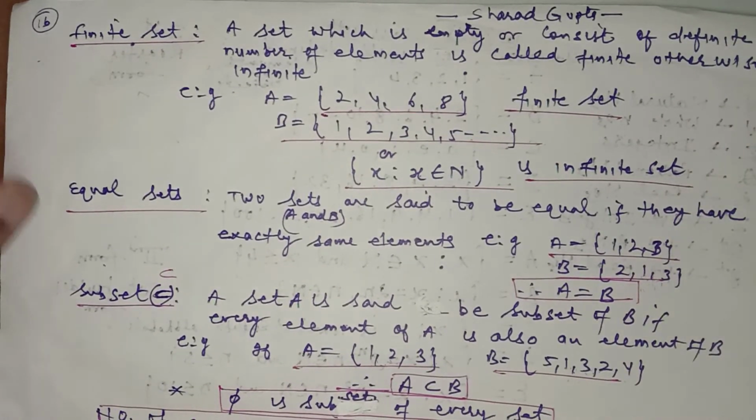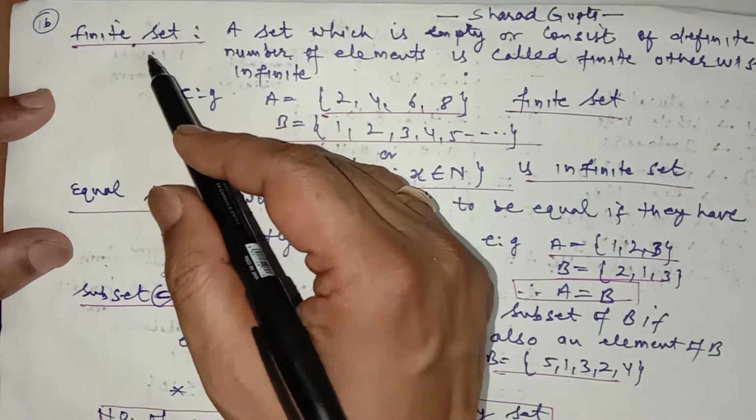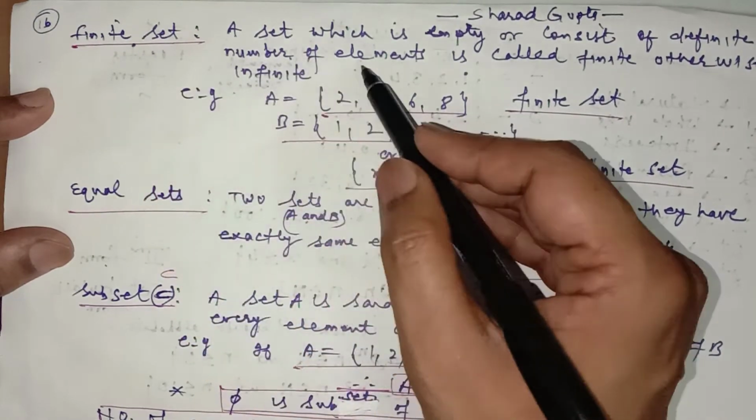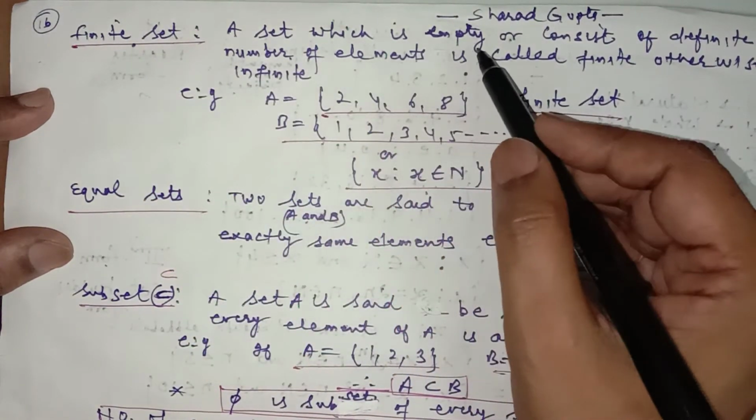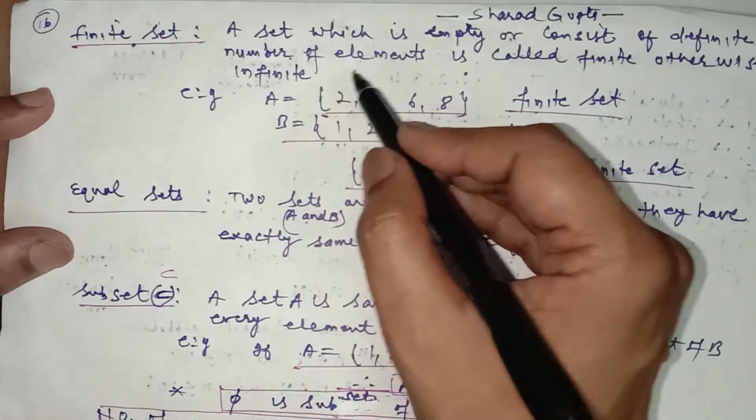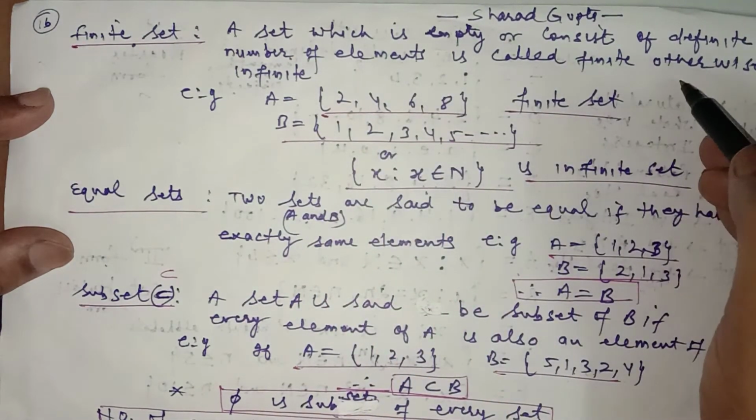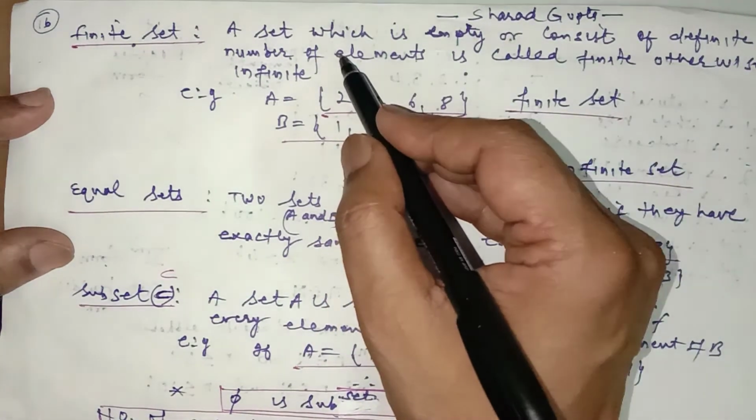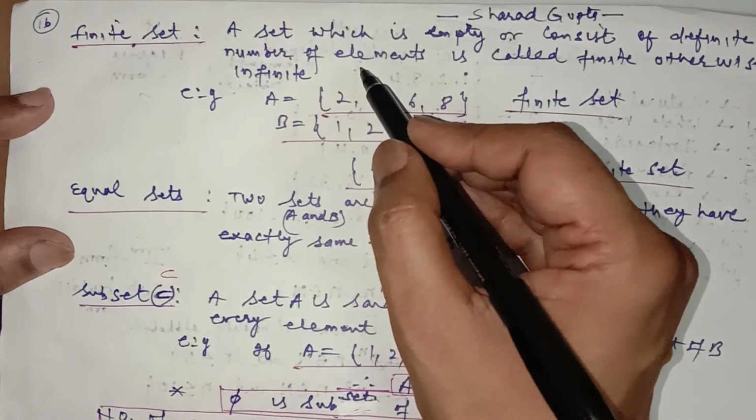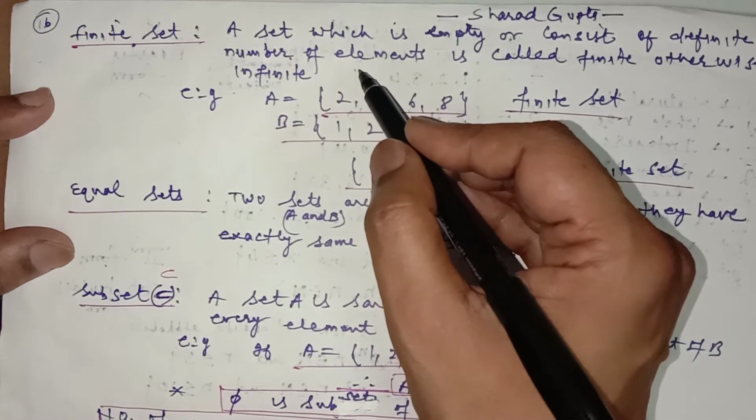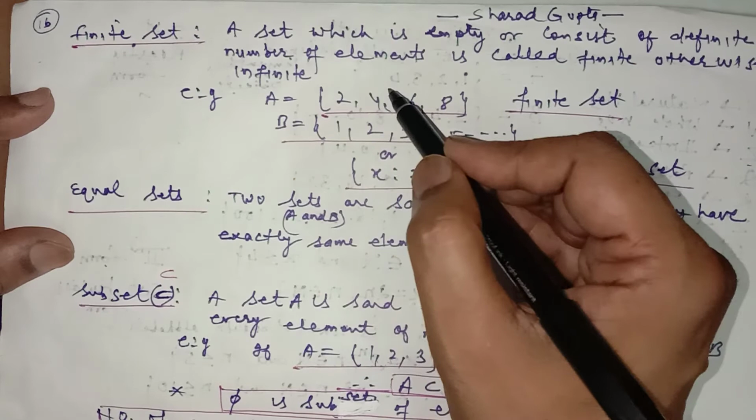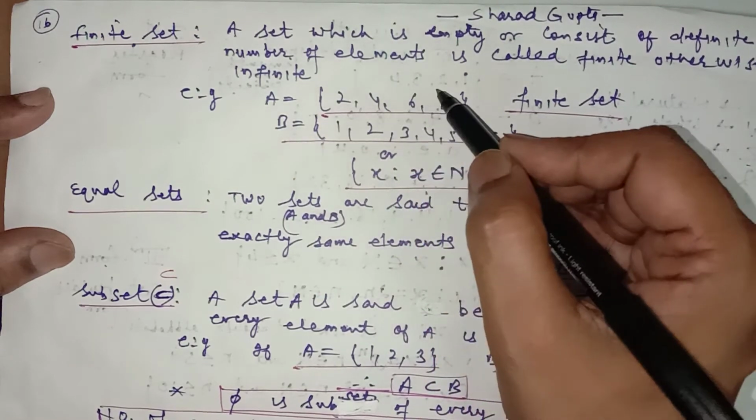So this is the definition, the set builder form and the roster form of a set. Now after that we have the finite set. Now what is a finite set? A set which is empty or consists of a definite number of elements is known as a finite set. The empty set is also a finite set, because we can tell how many elements are there in the empty set. No element is there. Yes, 0 elements in that set.